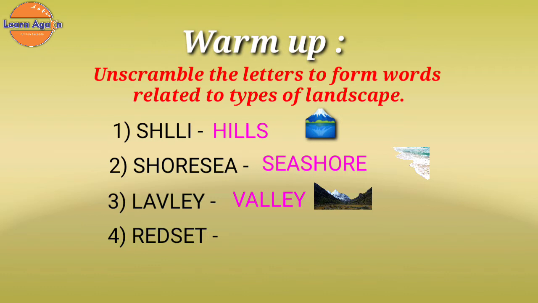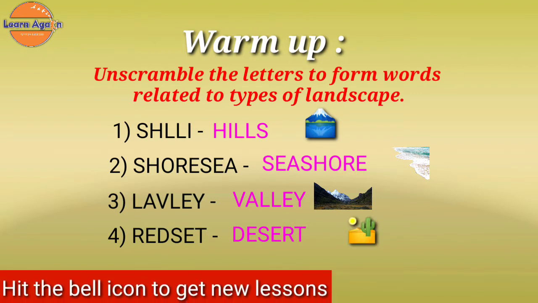The last group of words in this activity has scrambled letters R, E, D, S, E, T, and after unscrambling it we can have D, E, S, E, R, T, desert. These are all examples of landscape.